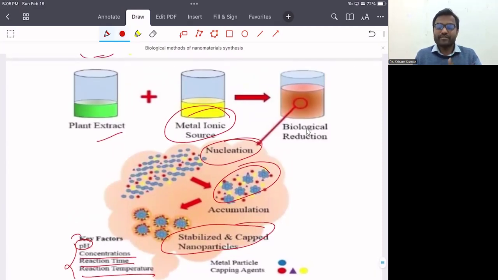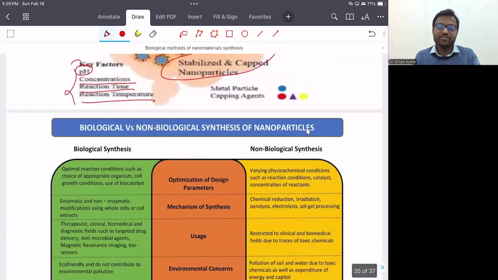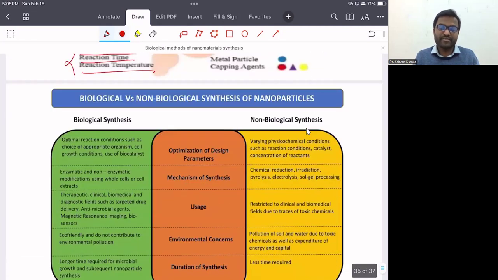So till now we understand the synthesis of nanomaterials using biological systems. We use bacteria, we use fungus, then we use protein as a template, and we use plant extract to synthesize nanomaterials. Now let's understand the difference between biological synthesis and non-biological synthesis.